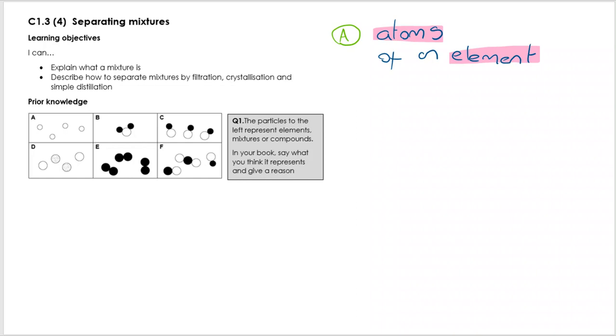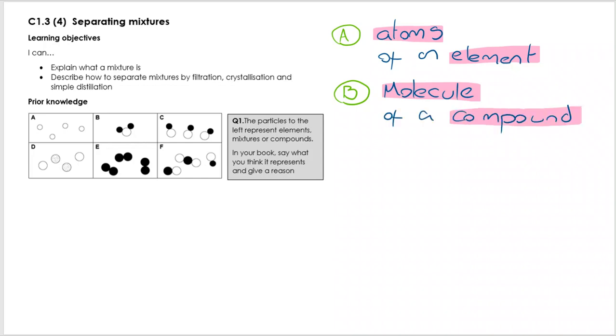And it's really important that you are confident in using the correct keywords in the correct place. So let's take a look at B. Well, B has got more than one type of atom and it's chemically combined. So that means it's actually a molecule because there's more than one atom chemically combined. And because it's more than one type of atom, that means it's a molecule of a compound.